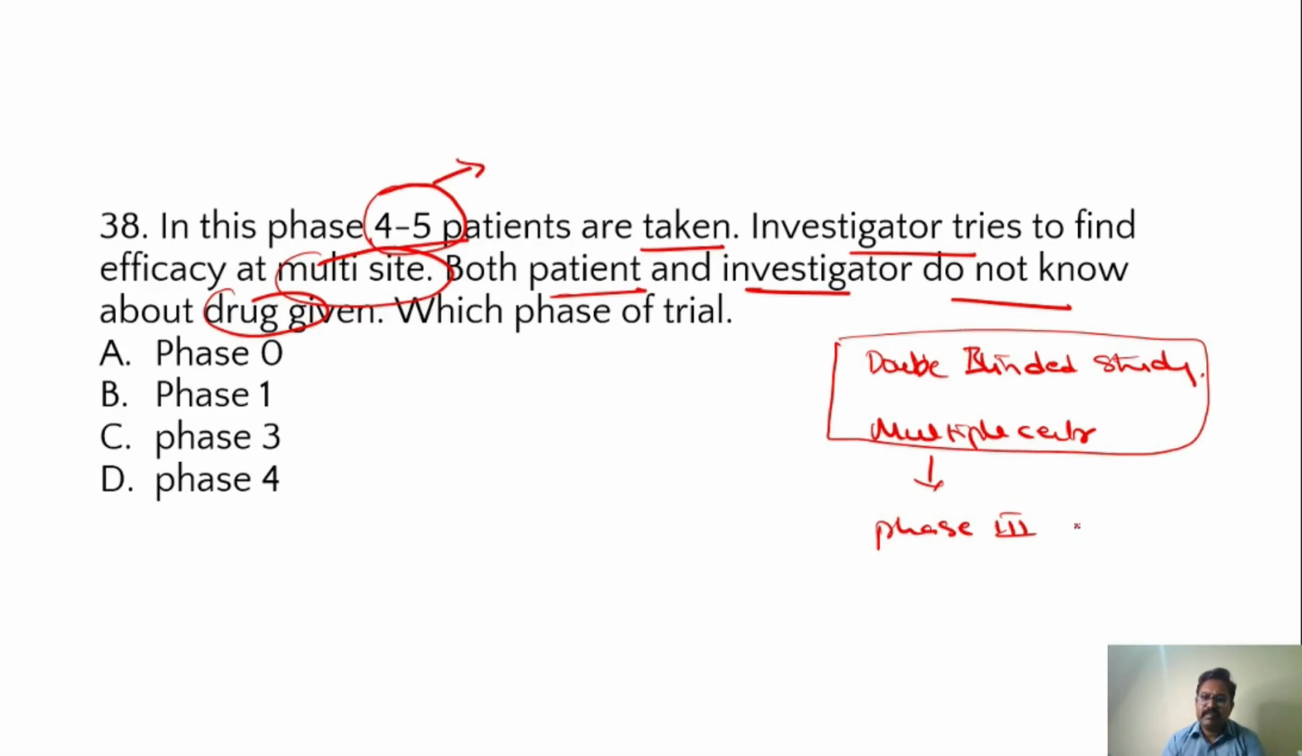In general, phase 3 will be done in a large population of patients, which may include around 500 to 5,000. But here in the question they have given 4 to 5 patients. If they are doing a trial for any anti-cancer drugs, in such cases the patient population or sample will be low, so very minimal patients will be taken. So here the answer goes with phase 3.